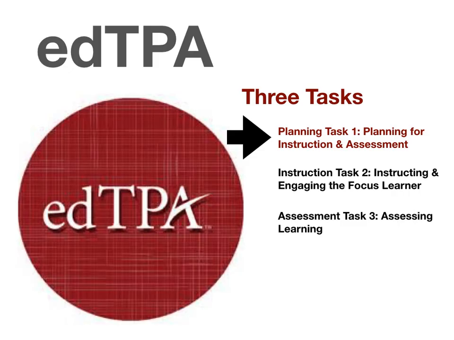The EdTPA. As previously mentioned, the EdTPA is comprised of 3 separate tasks. Each of these tasks represents a cycle of effective teaching. In task 1, you will describe your plans for the learning segment and explain how your instruction is appropriate for the focus learner and the content you are teaching.